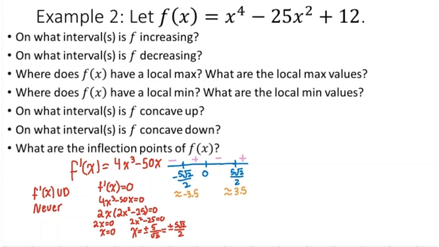So to answer the question, where is f increasing, we can see from the sign chart of f prime, it is going to be increasing on the intervals where our derivative is positive, which would be negative 5 root 2 over 2 to 0, union 5 root 2 over 2 to infinity.